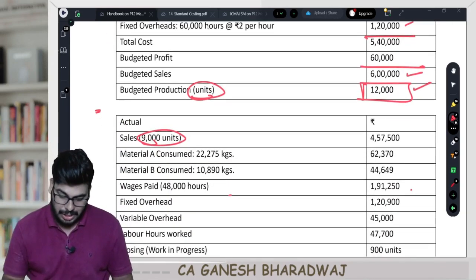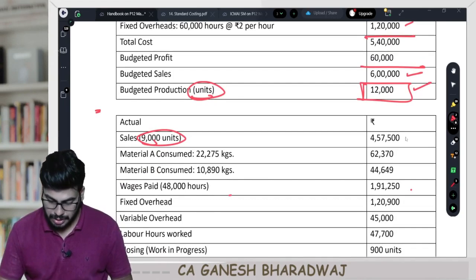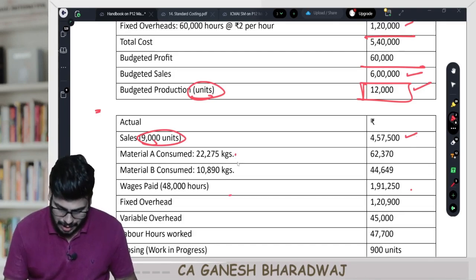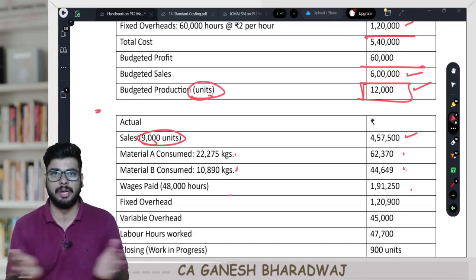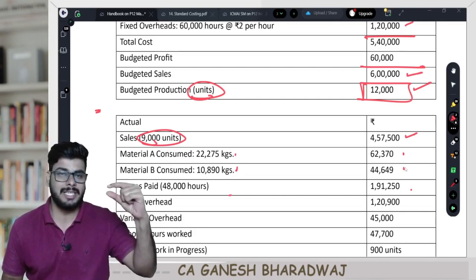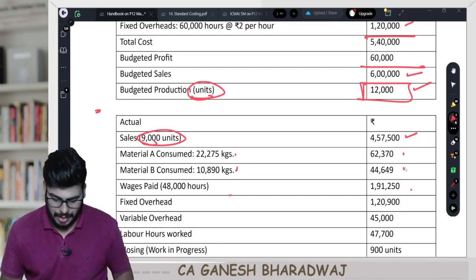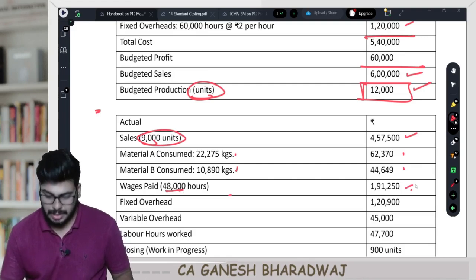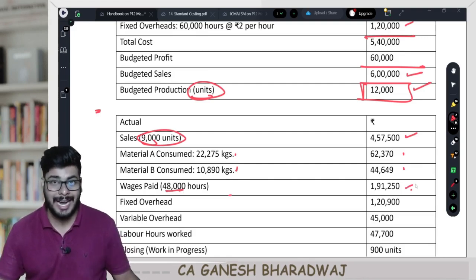Next. So sales given 9,000 units. The sale value, actual sales, is given as follows. Material consumed A and B in terms of kgs is given, and the value is given. If you divide the two, you will get the actual price per kg of A and B. Wages paid, they have paid wages for 48,000 hours. The value is given. If you divide the two, you will get the actual rate.